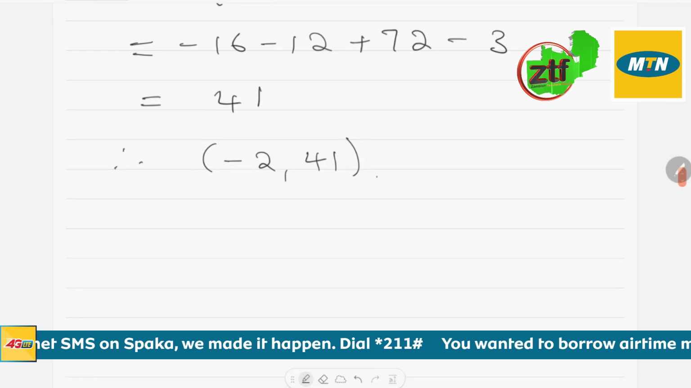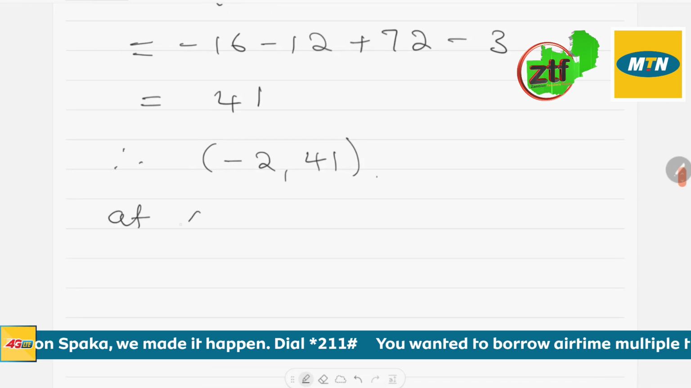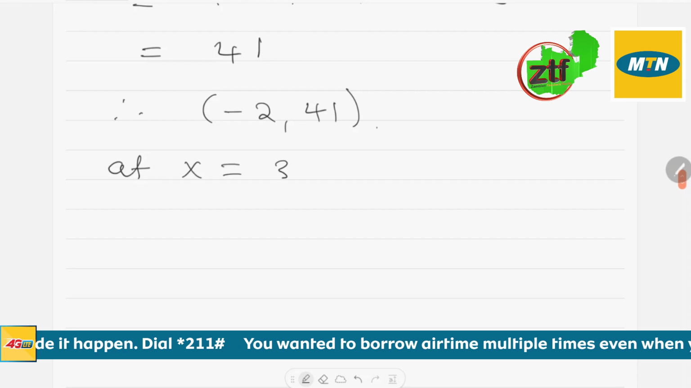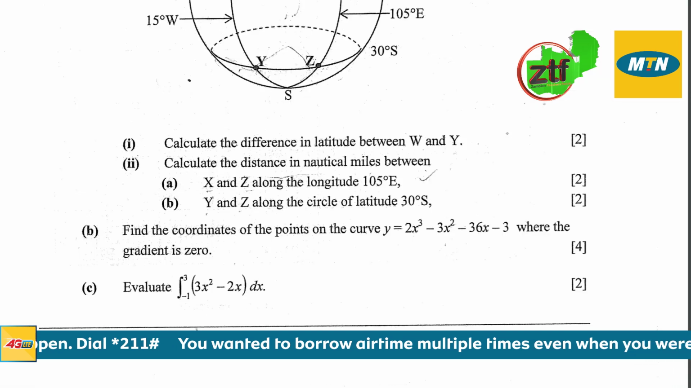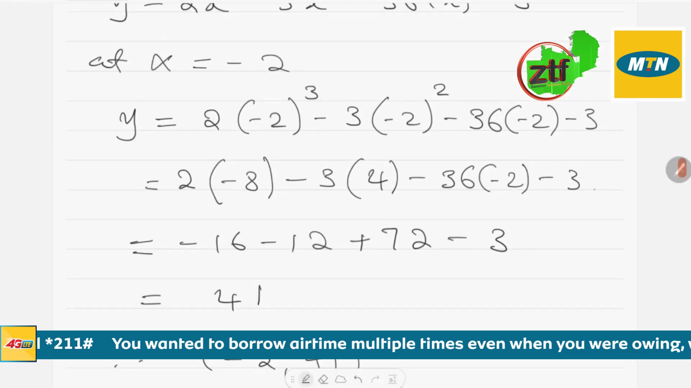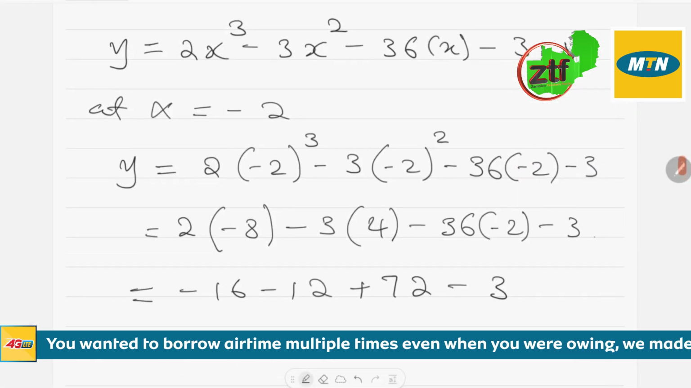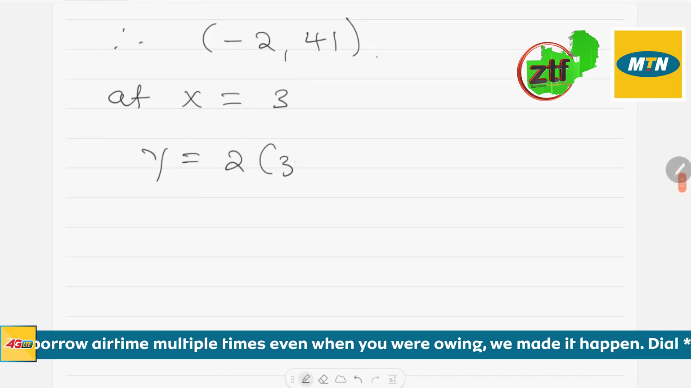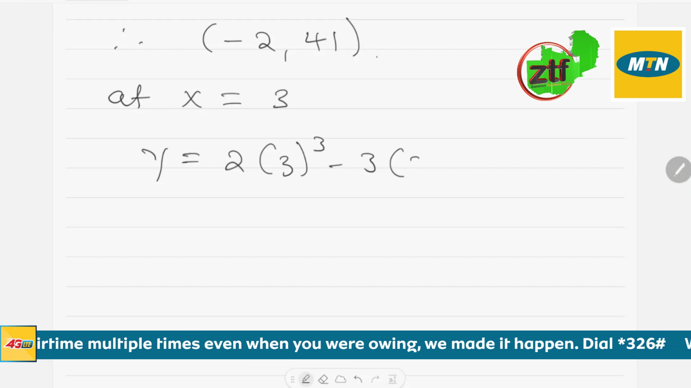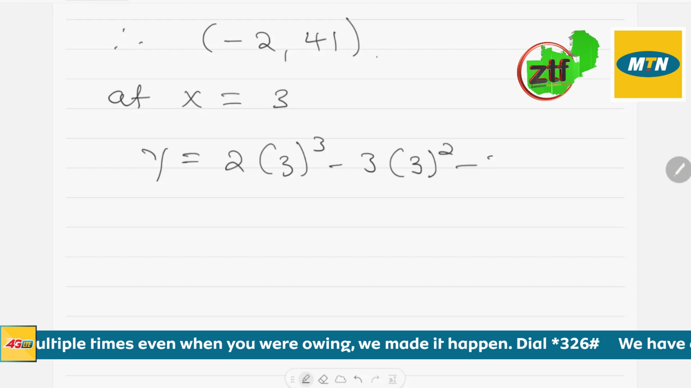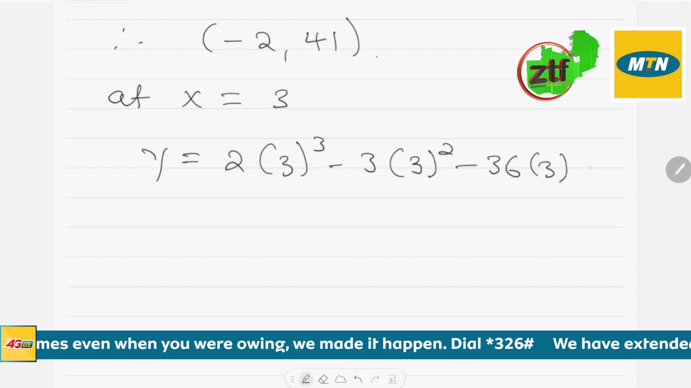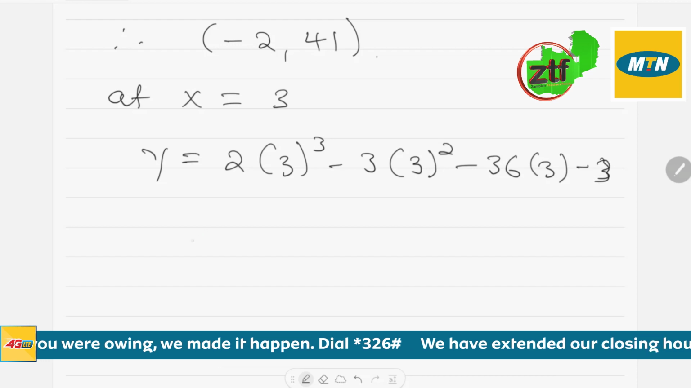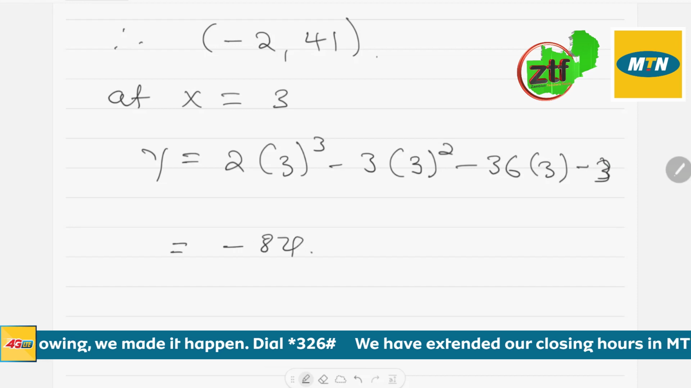So doing the same thing at the point where x is equal to positive 3, it means that we'll have y, then substituting into the original equation, which is this equation, okay, then we'll get y is equal to 2 raised to the power 3 cubed minus 3 raised to the power 3 squared minus 36 multiplied by 3, then minus 3. Then simplifying this will give us minus 84.